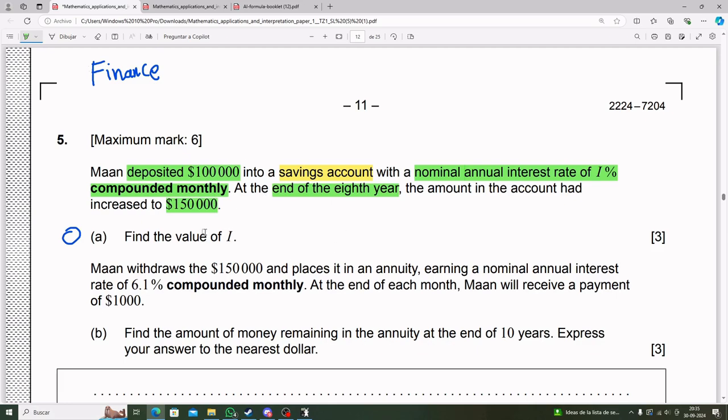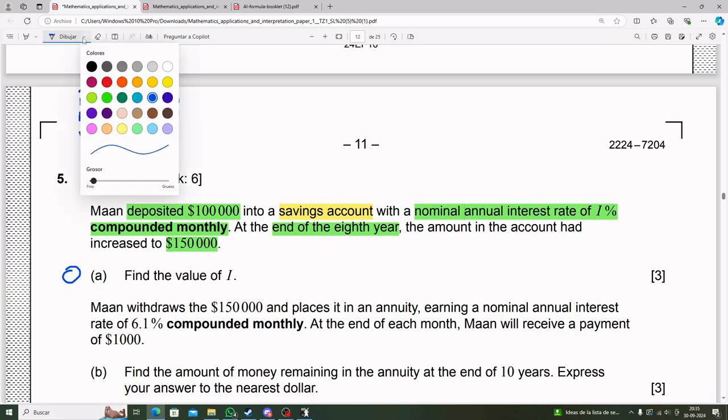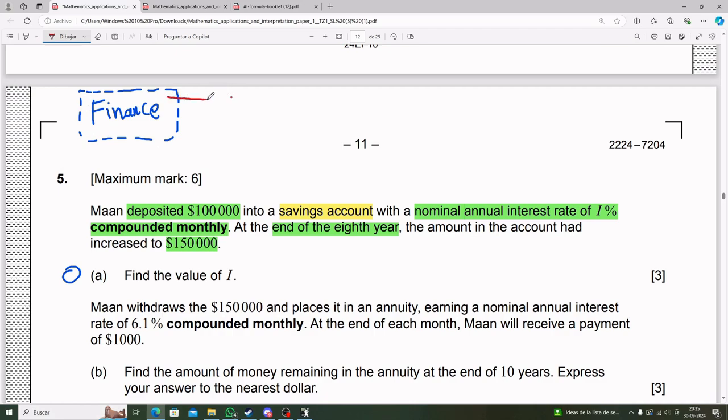First I'm going to show you the formula booklet, and then I'm going to show you how you should really solve it. I mean, not really solve it, but what I suggest. So once you establish that it's a finance problem, there are two main tools that I can teach you. The first one is going literally straight to the formula booklet. So formula booklet, and what are you going to find?